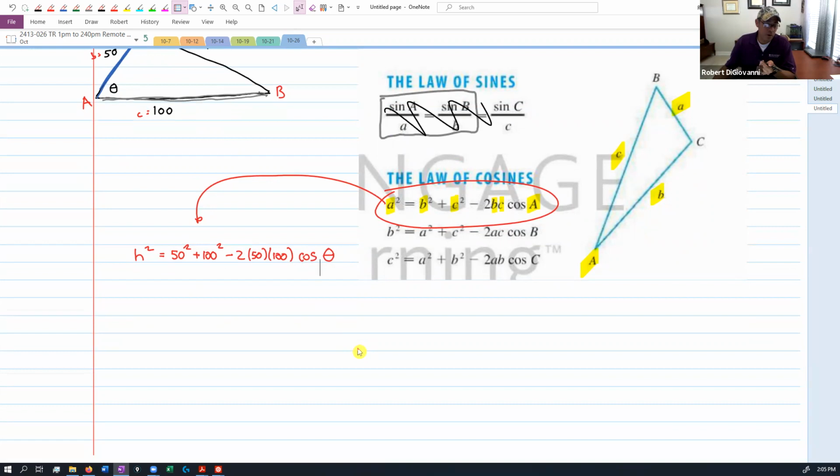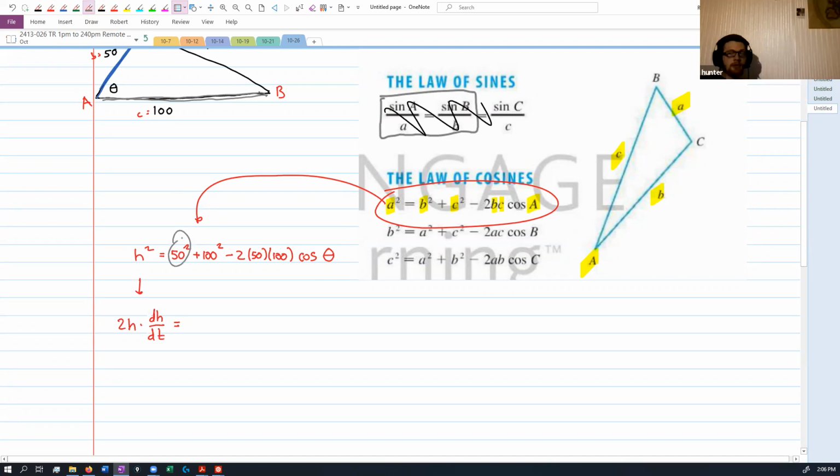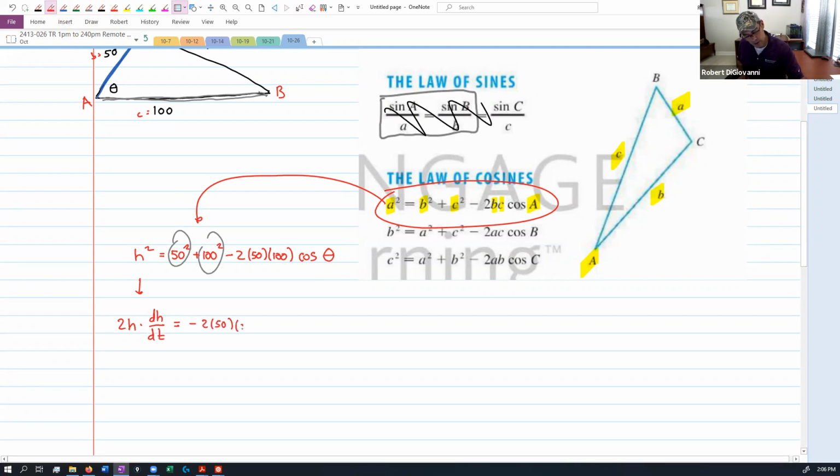Okay, that's my equation. I'm going to differentiate. The derivative of h squared is 2h dh/dt, equals, oh, this is nice. What's the derivative of 50 squared? It's 0, isn't it? 0 plus 100 squared, 0. Everything else here is constant: minus 2, 50, 100. Those are all attached to the cosine, so they're going to come along for the ride.